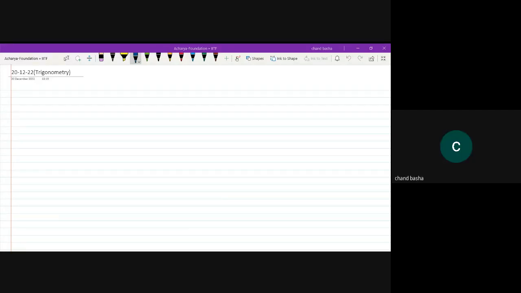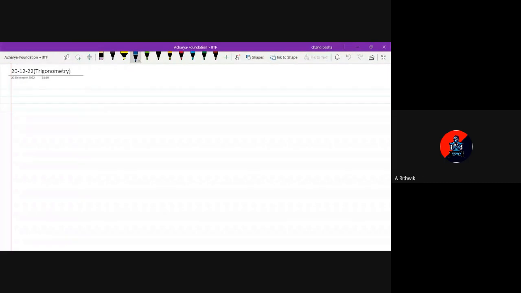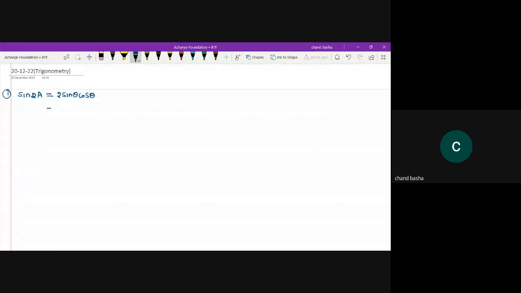Yes, guys. Yesterday, 2-3 points that I have discussed related to multiple angles. Yes, sir. One point we already proved related to sine. Once again, I'm going to recall that: sine 2A. We can also call it sine 2 theta. So it is 2 sine theta cos theta. It is one formula which we proved in the previous class.